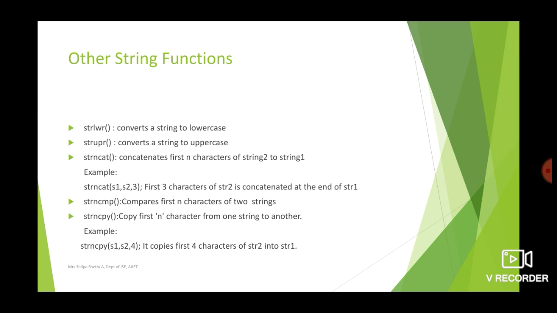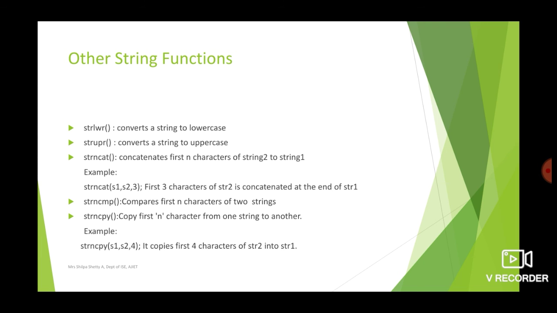So now let us briefly discuss a few other functions that are associated with strings, that is strlwr, that is string lower. It converts the string into lowercase. So if AJIET is written in uppercase, then it gets converted to lowercase. Then strupr, that is string upper, from lowercase will get changed to upper. So if AJIET is in lowercase, it gets converted to uppercase.